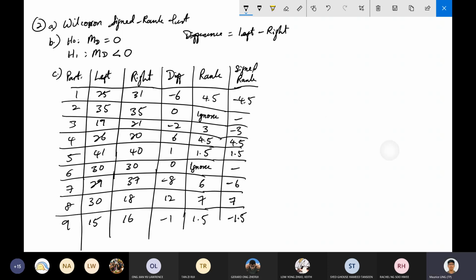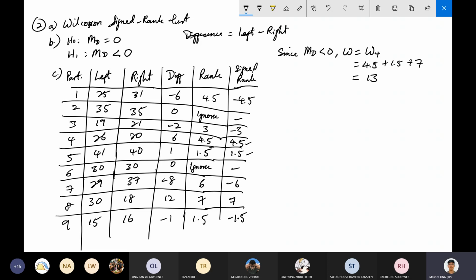Since the alternate hypothesis is less than zero, you actually calculate the W statistic as W plus. So you only take the positive ones. The positive ones are 4.5 plus 1.5 plus 7. The statistic is 13.